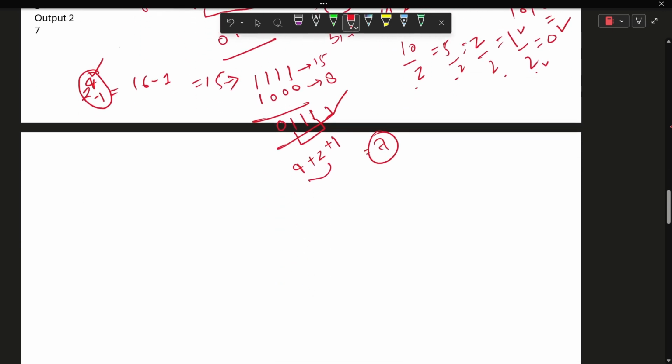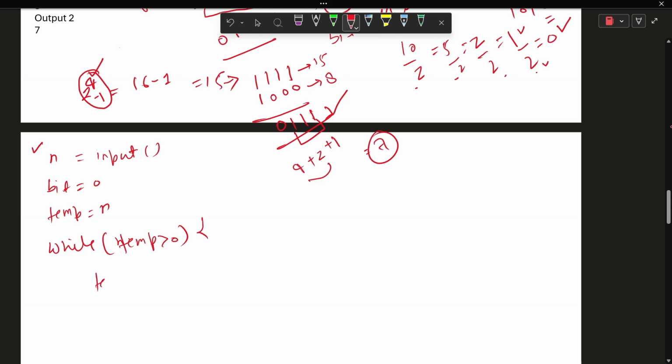How can we solve it? We take n as an input. Okay, we take n as an input, and now what can we do? We take bit first, it is equal to 0, and we take a temp equal to n. We do not want to lose n. Okay, now while temp is greater than 0, what do we do? temp is equal to temp right shift by 1. Right shift means decreasing the bits. Okay, like 10 is 1010.